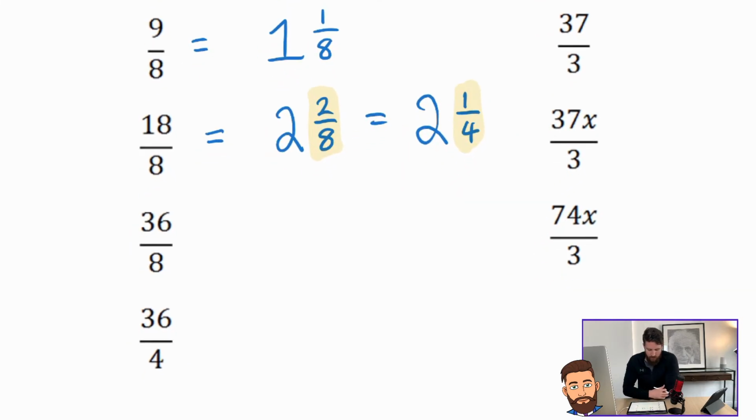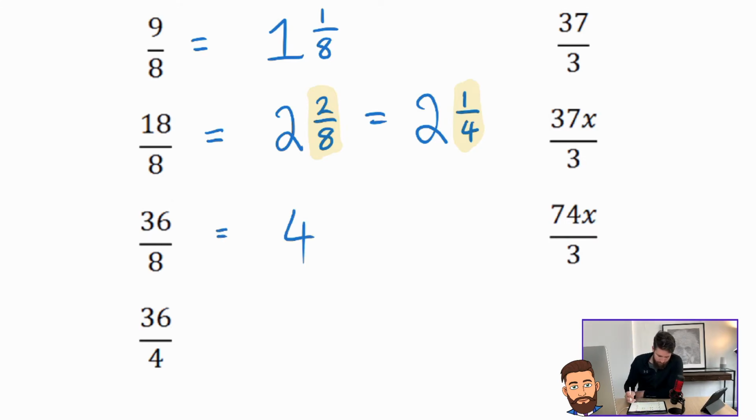How many times does 8 go into 36? Well, 4 8s are 32. How many have you got left over to get from 32 to 36? It's going to be 4 8s. And you spot there that, can that be simplified? Yes, that's a half. So that's 4 and a half.